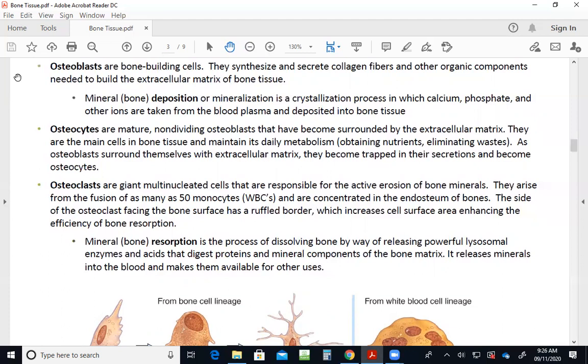What they do is they synthesize and secrete collagen fibers and other organic components needed to build the extracellular matrix of bone tissue, a process that's called mineral or bone deposition. Also, you can just call it mineralization. The crystallization process in which calcium phosphate and other ions taken from our blood plasma are made into bone tissue.